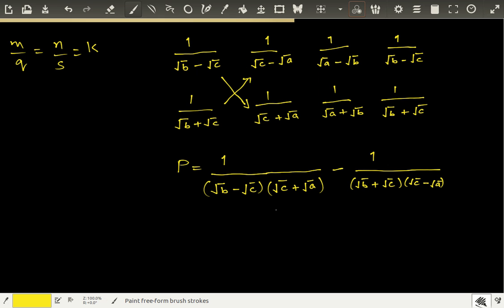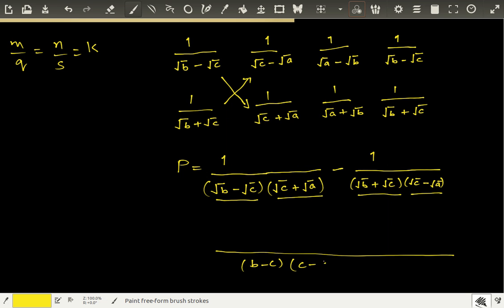If you take the LCM of the denominator, you have to multiply all these terms. So root B minus root C and root B plus root C. This is the simple formula of a minus b, a plus b. So this will be B minus C. Similarly, if I multiply this term and this term, I get C minus A.